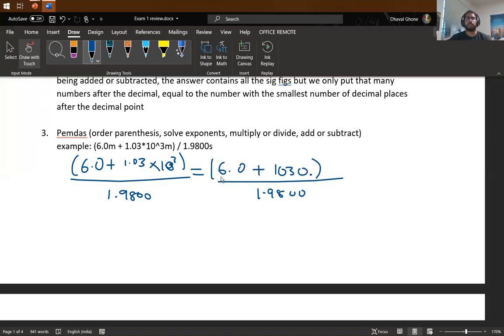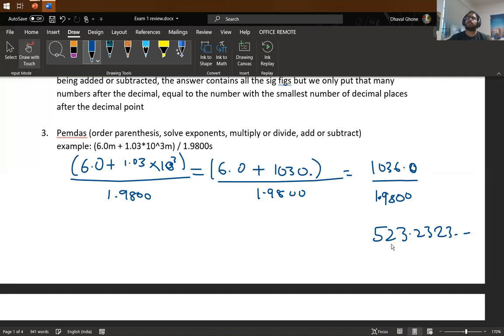So I'm going to reapply PEMDAS. No parentheses in this, no exponents in this, nothing to multiply or divide, but something to add. So I'm going to go ahead and add these numbers together. So I get 1036.0. And now remember that when you try to round things, do not round just yet, because there might be a rounding error. Round in the very end. And then in the end I have 1.9800. And so this division comes out to 523.2323, and it keeps going.